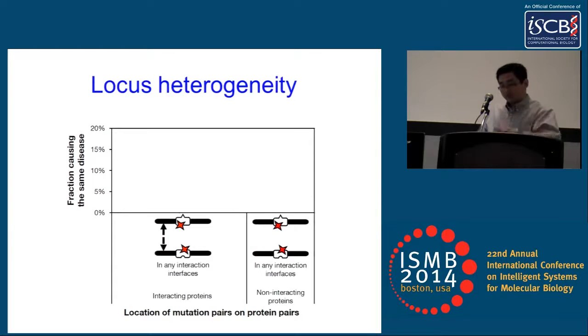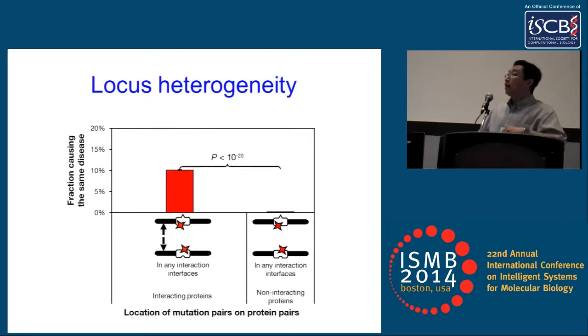We're trying to validate, and this is not our results. We're trying to recapitulate what's already published. And it turns out, not surprisingly, that the literature is right, that there is a very strong enrichment for mutations on interacting proteins to cause the same disease.